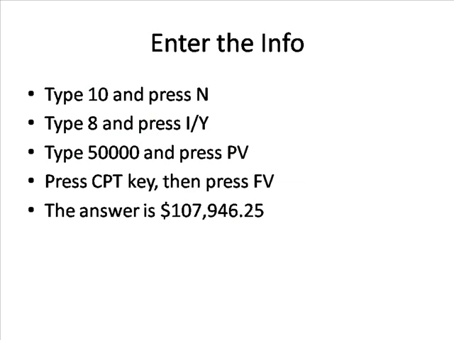Now let's enter the values into the calculator. Type in 10 and press the N key. Type in 8 and press the I/Y key. Type in 50,000 and press the PV key. Now, in order to get the calculator to compute this amount, we have to tell it to compute it. So we're going to press the CPT key, then press the FV key, and voila! The calculator will return the future value amount.